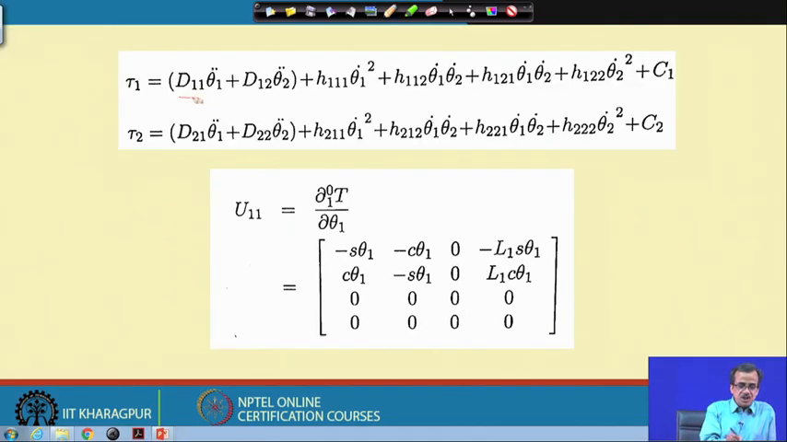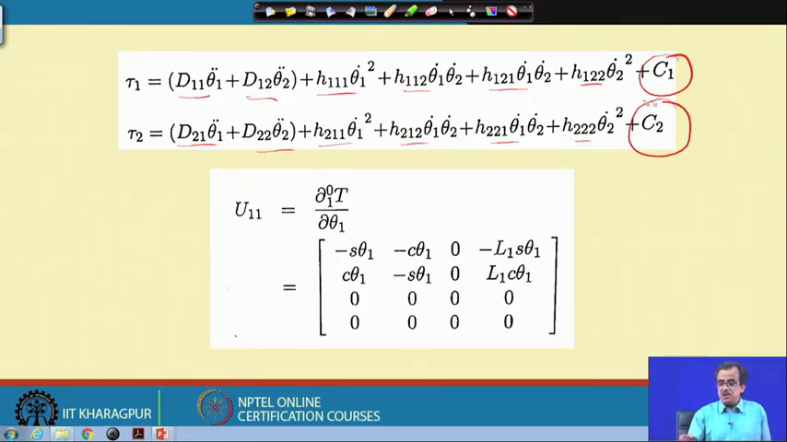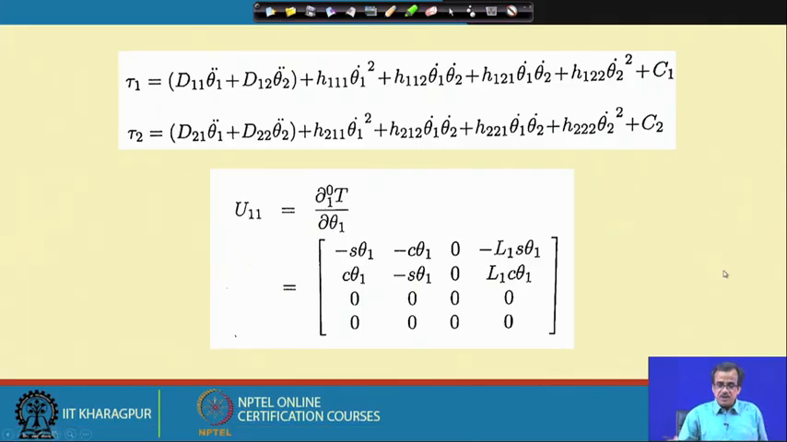So, all the d terms, all the h terms, all 8 h terms we have determined. The only thing left is C 1 and C 2. That means these two gravity terms are yet to be determined. Now, let us see how to determine them, starting with this particular gravity term.